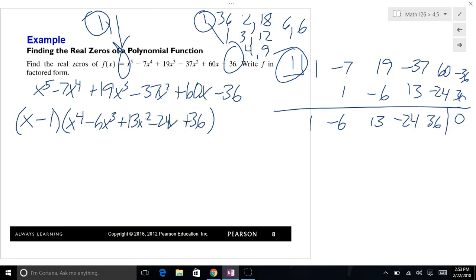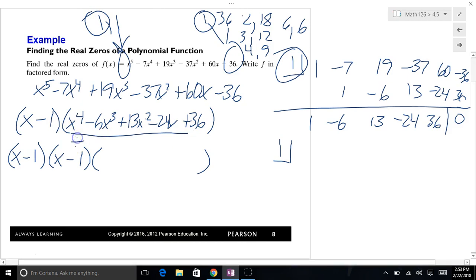Now from there, we can check 1 as well. Sometimes you'll have a repeated 0, or you can move on to negative 1. Let's just try the 1 as well. If 1 works, we already have x minus 1 as a factor, and then x minus the 1 will be a factor again. So we're taking this x to the 4th polynomial and dividing it by x minus 1, and we're going to see if that remainder is 0. So 1, negative 6, 13, 13, negative 24, 36.